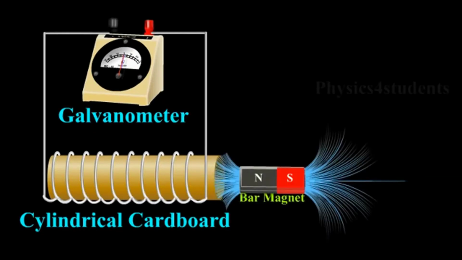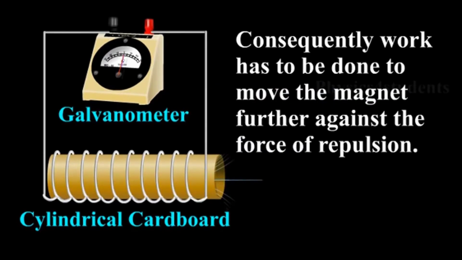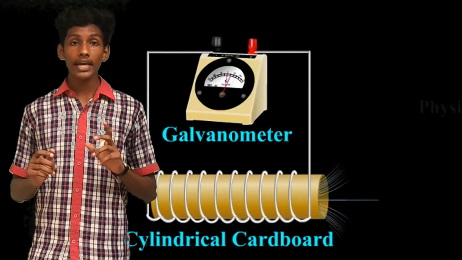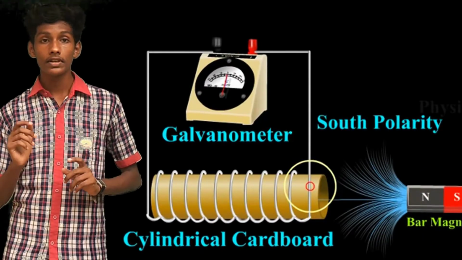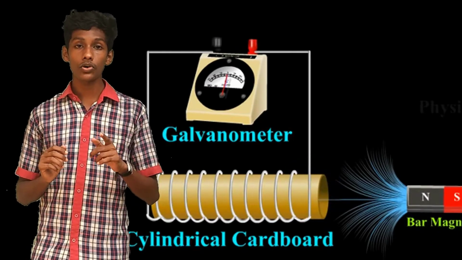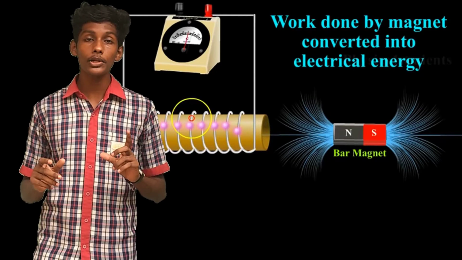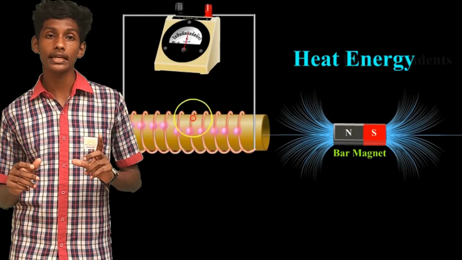As the magnet is introduced inside the coil with north polarity pointing towards the coil, the coil induces a north polarity which causes a repulsion. Therefore, we have to do mechanical work. When the magnet is removed from the coil, it induces a south polarity which attracts the magnet. Therefore, we have to do mechanical work. This mechanical work is converted into electrical energy and then dissipated as heat in the loop by Joule heating produced by the induced current.